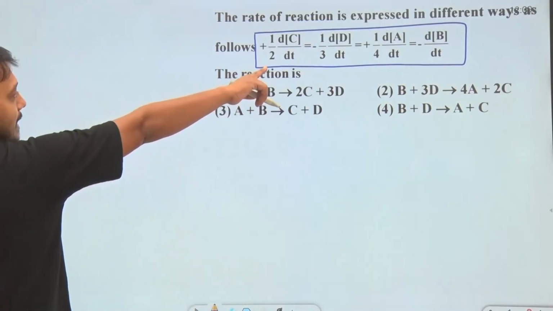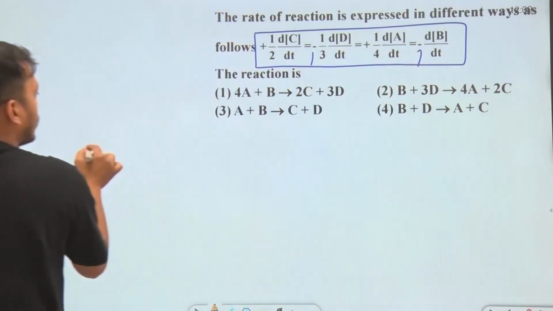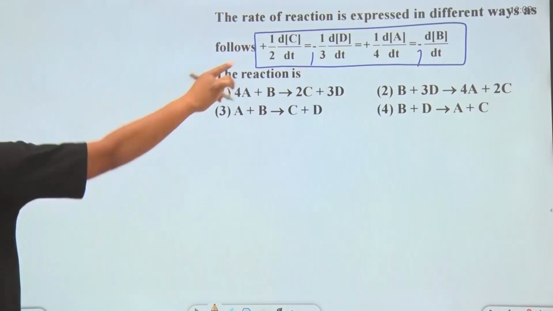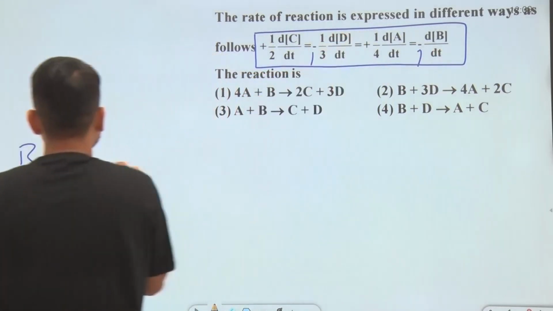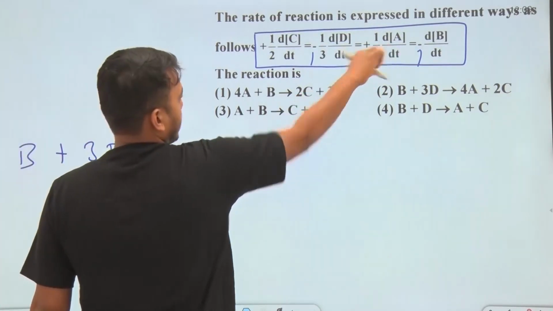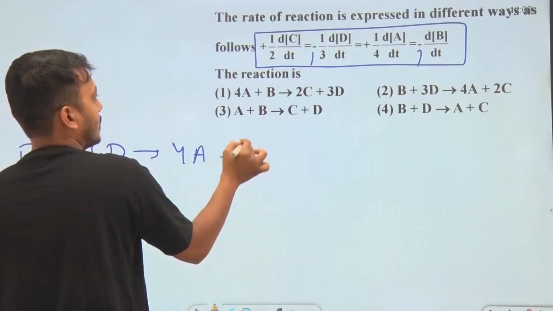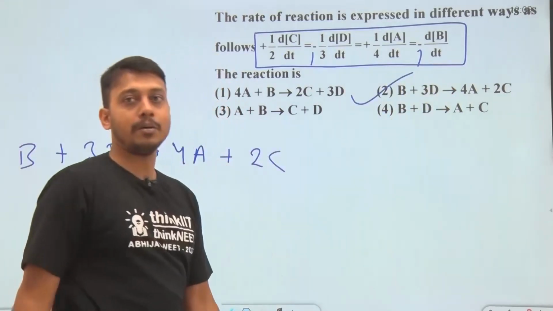So here the reactants, with negative sign, are in the D part and in the B part. So B, because it's divided by 1, its stoichiometry is 1, and it is 3D. So B plus 3D gives 4A and 2C, and it is correctly given in option number 2.